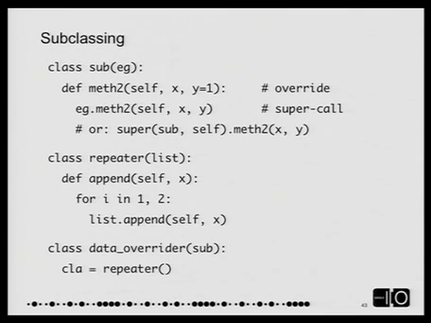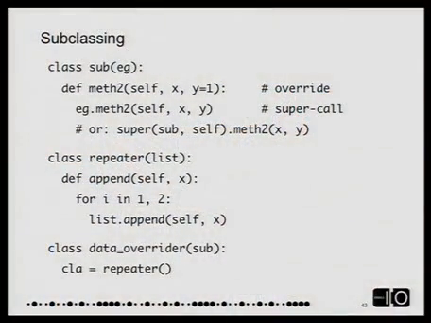Now, subclassing, and this is where overriding gets in, means you can specify that EG is a base class of sub, and then you can define the same name, meth2 in this case, that you had already defined on the base class, and this is an override. In the override, you can call the method on the base class explicitly by base class dot meth2, and remember in this case you have to pass self explicitly, or you can do it implicitly with super, which is a piece of magical built-in, which does the lookup in the base classes for you.